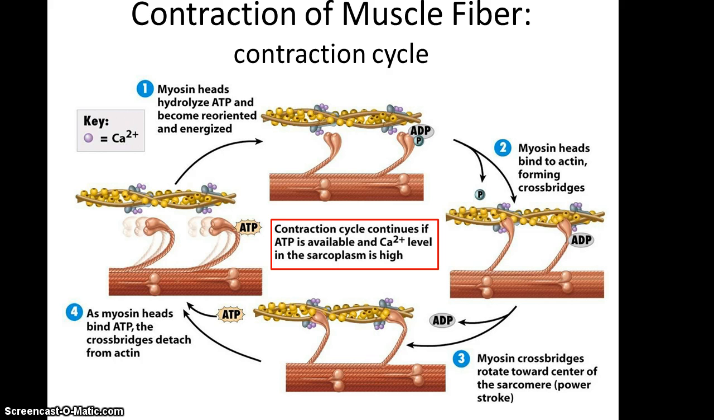This contraction cycle will continue for as long as two things are at high enough levels: the ATP, to allow the release from the thin filament, and the calcium ion, to allow the troponin to keep the tropomyosin out of the way of this interaction.